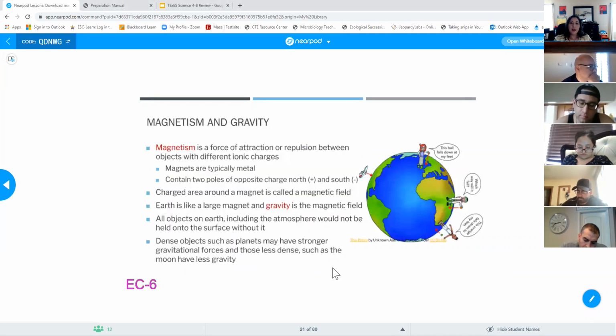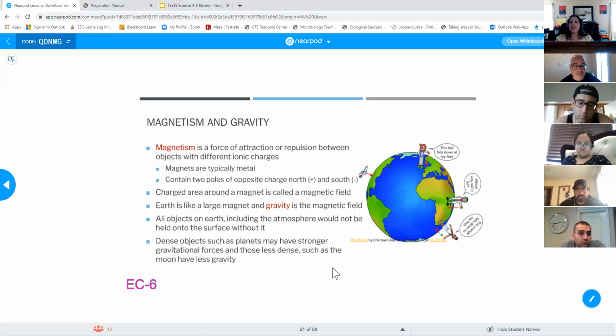So with magnetism, you just have to understand that it is the force of attraction or repulsion between objects with different charges. Magnets, that's what we're going to think of. They're typically going to be metal, and they're going to have two opposite poles, right? So you'll have a positive, which is north, and the negative, which is south. And it does relate to the earth. We literally have a north pole and a south pole, and you have a compass that can be guided by that. So when we think of Earth, it's actually a large magnet, because we do have those poles, and that's how our compass is able to work.